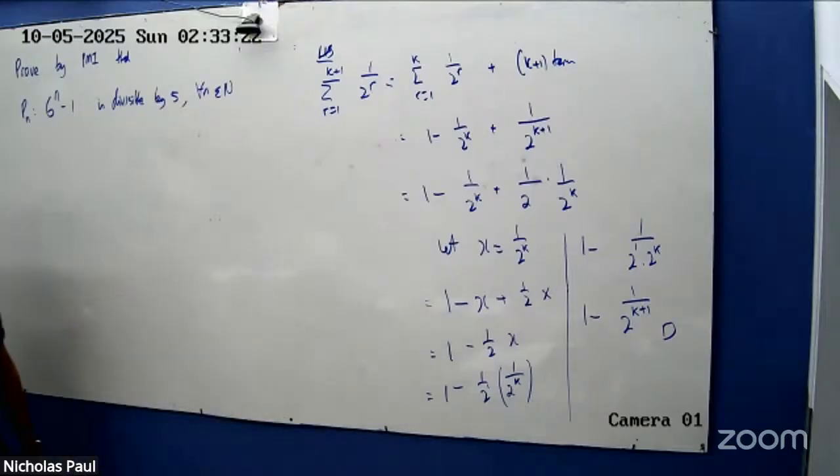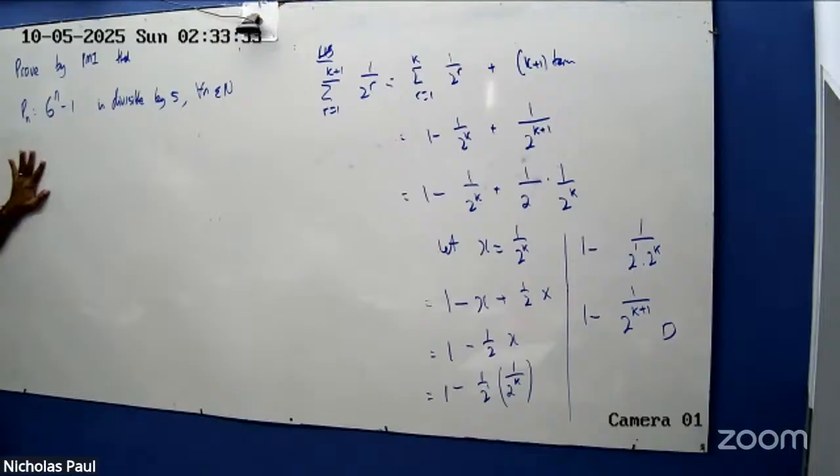All right, ready? So you want to prove that 6 to the n minus 1 is divisible by 5. That's okay? Watch it here. Ready, watch. A few steps and you're done.